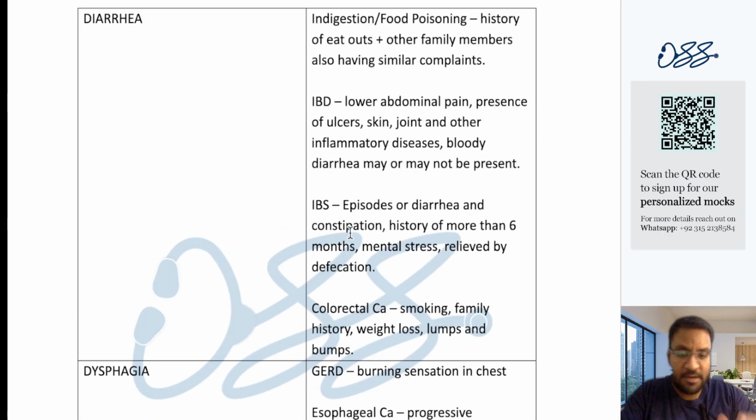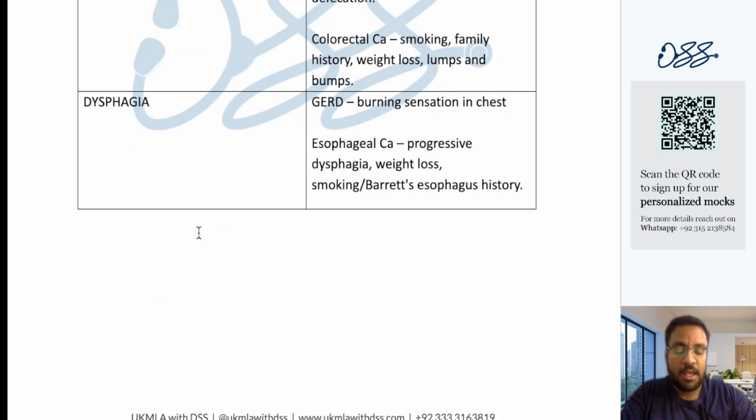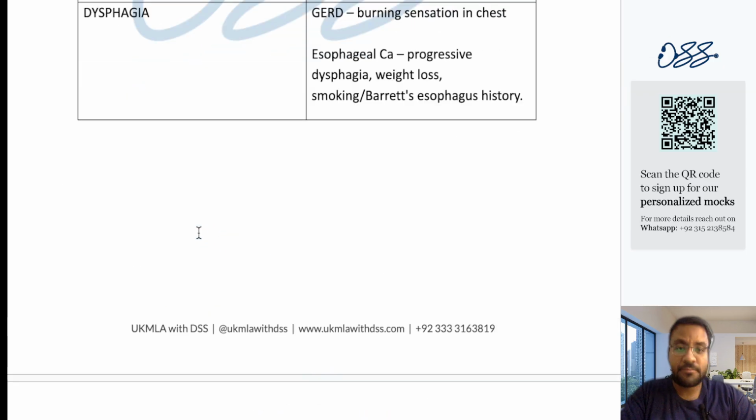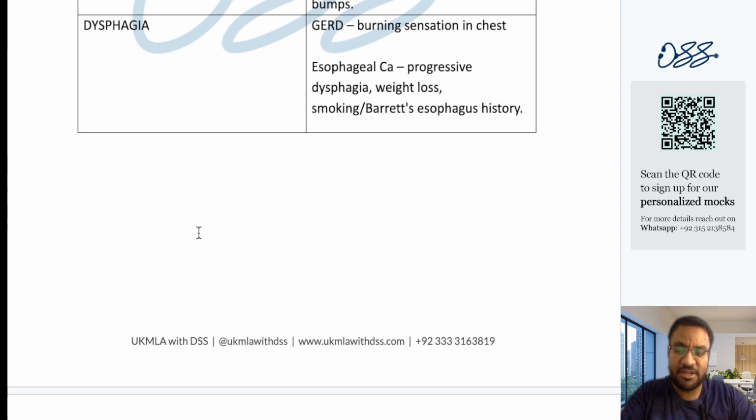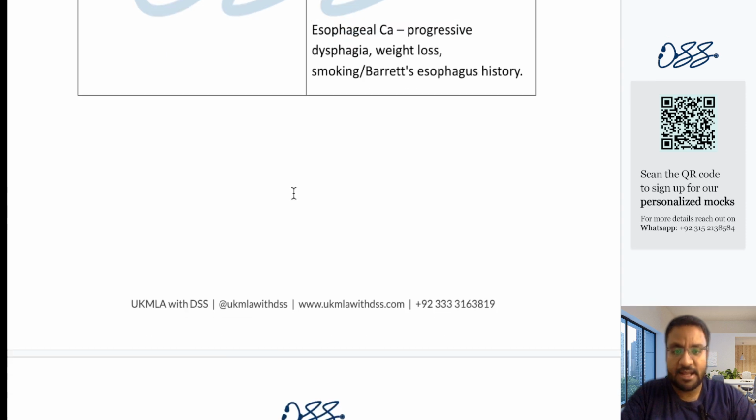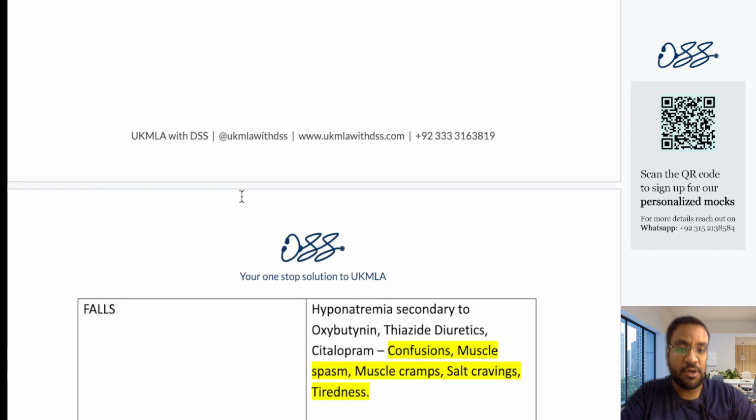Then we have got a few differentials for diarrhea that you would have to explore. Then dysphagia: it very rarely shows up, but there are a few cases, specifically esophageal carcinoma and Barrett's esophagus, that you're going to see in the exam.